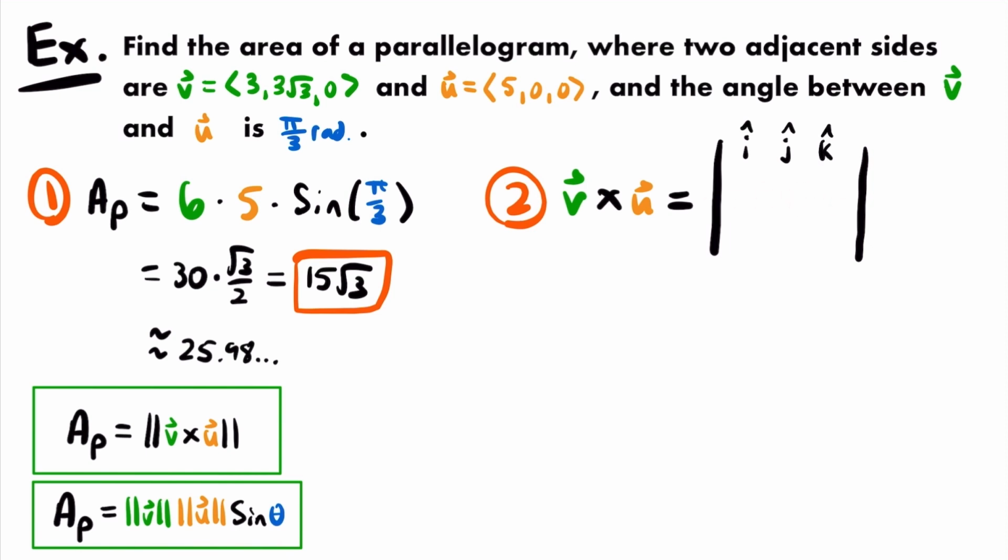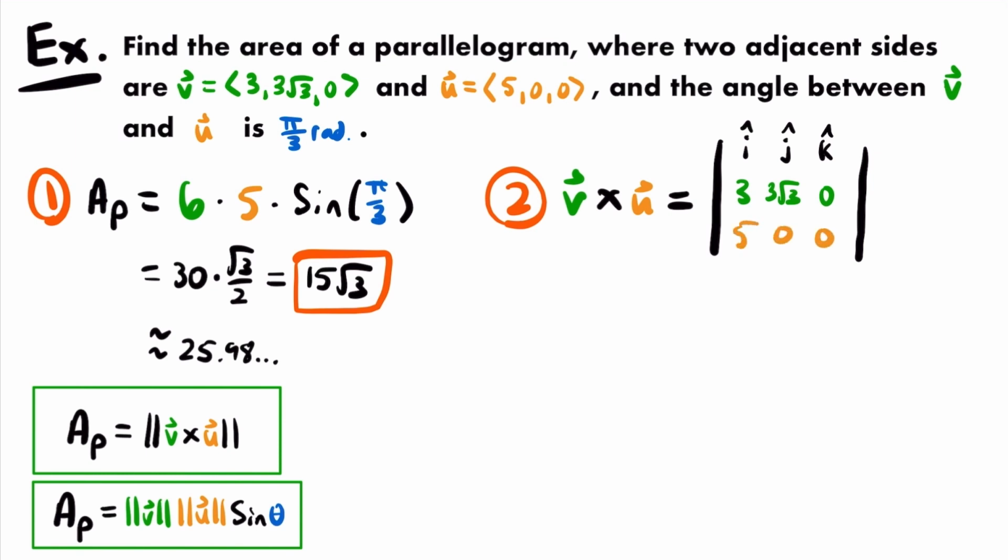Then the second row will be the components of vector v, the first vector in our cross product. And then the third row will be the components of vector u, the second vector in the cross product. So our second row will be these components of vector v. So we'll have 3, and then 3 square roots of 3, and 0. And then this row will be these components, which are 5, 0, and 0.